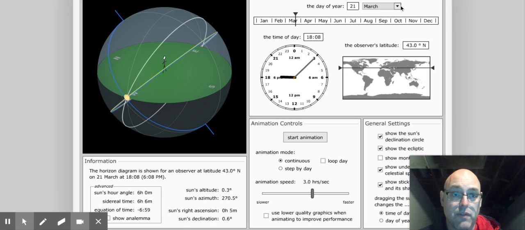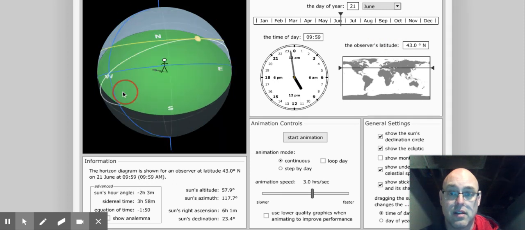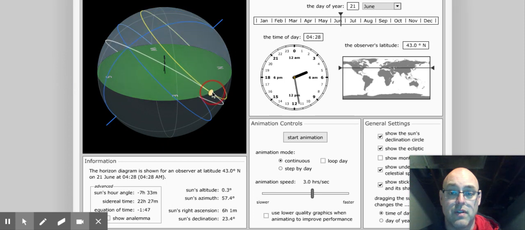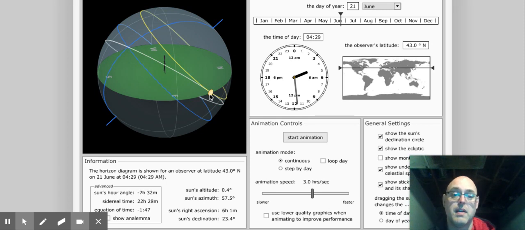Then we go to June 21st. Change this to June, and I'm going to start off on the east. I noticed that it does not rise directly east or set directly west, just so you know. That's a question for later. Here is our sunrise on June 21st, at 4:24, and our azimuth coordinate at sunrise is approximately 57.5 degrees.